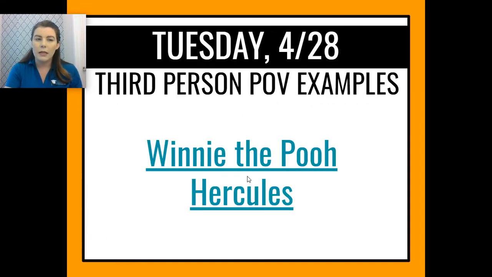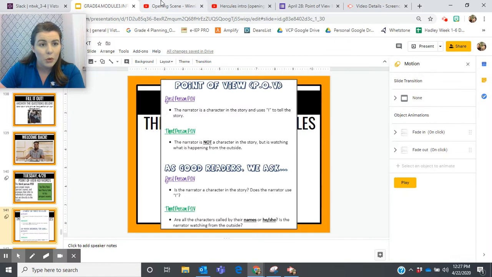So now that we know a little bit more about third person point of view, we're going to watch two videos, two more examples. And while we're watching these, I want you to pay really close attention to who the narrator is and what pronouns the narrator is using. Got it? Who is the character? What are the pronouns? We're going to start with Winnie the Pooh.